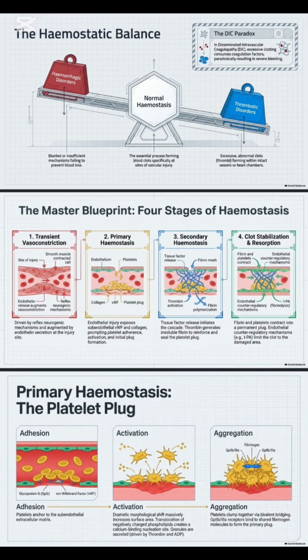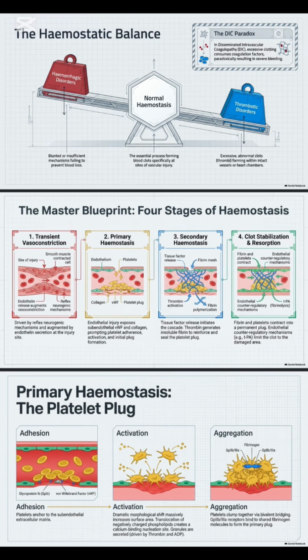Stage 1 is transient vasoconstriction, which is driven by the neurons and also by the secretion of endothelin into the wound sites. Stage 2 is primary hemostasis, where your injured endothelium exposes von Willebrand factor and collagen, causing your platelets to aggregate and form a platelet block. Stage 3, we have your secondary hemostasis, where you have fibrin come to join platelets to strengthen that clot and create a proper clot. In stage 4, we have clot stabilization and resorption, where your clot is stabilized only for moments later it is degraded by plasmin.